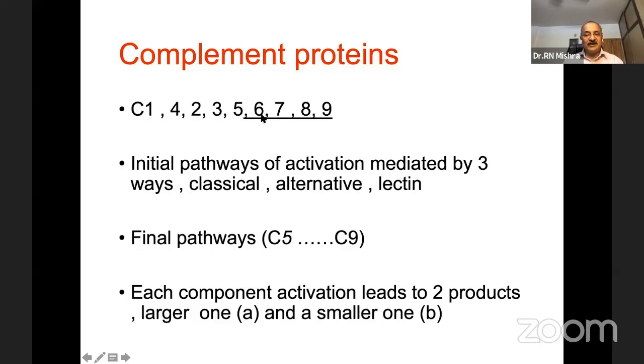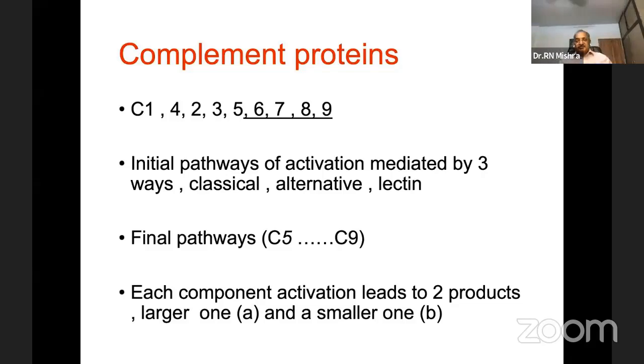The 5, 6, 7, 8, 9 complement components are called the final pathway. And C1 to C3 play in the initial part. The initial pathway of activation is mediated in 3 ways. They are called classical, alternative, or lectin. But the final pathways are common to whichever pathway has been activated.